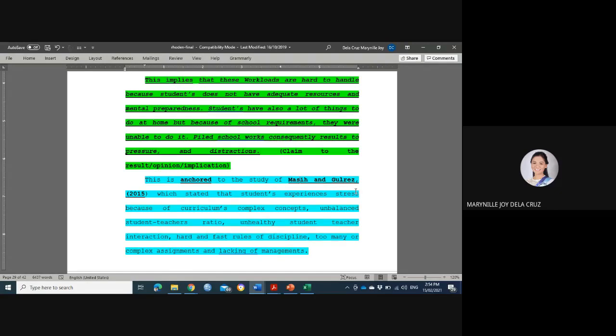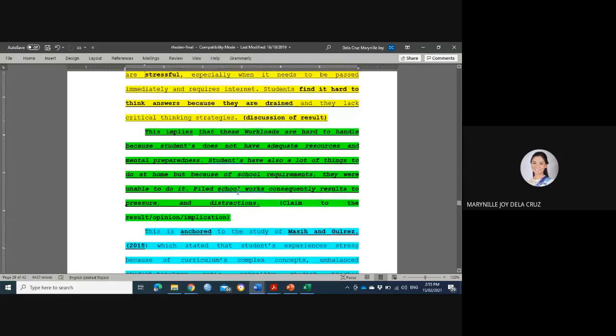So therefore, this one is related to the result and discussion and implication of the researcher. So this one, the blue, is the evidence of your opinion as the researcher, to make your opinion reliable, credible, and valid. So how do you make it reliable, credible, and valid?